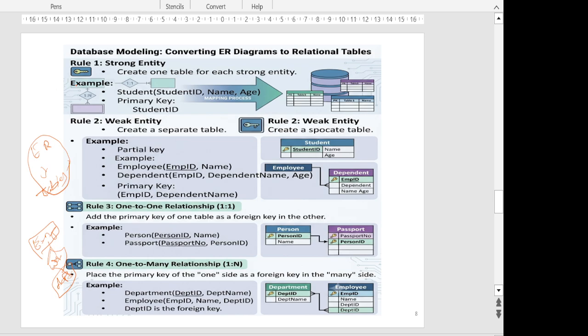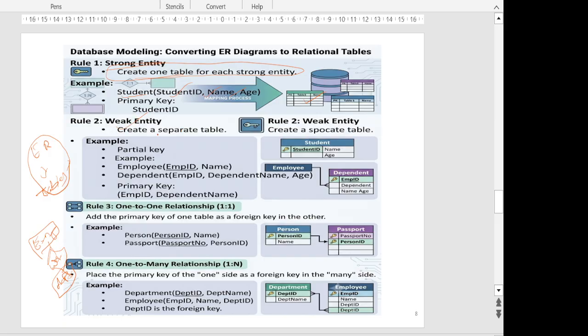Rule 1, the first rule: if it is a strong entity. What is a strong entity? If an entity contains a primary key, then it is a strong entity, right? So in that case, what do we have to do? We have to represent one table for each strong entity. You can see an example: student is a table, with student ID, name, age. If you want to convert it into the form of a table, each strong entity you have to represent as one table.